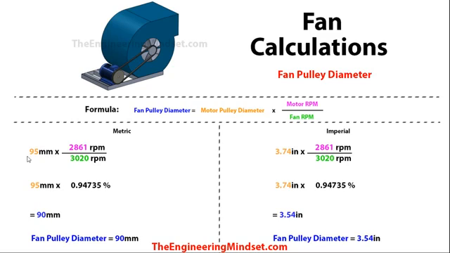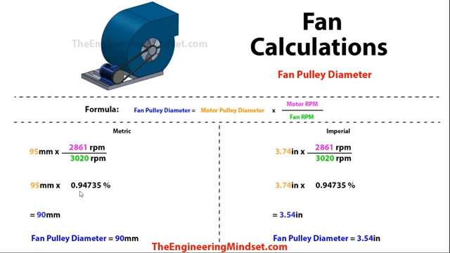So for the first one, we've got a 95mm diameter pulley on the motor pulley diameter. So on here there's 95mm across, or 3.74 inches, and we know that the motor is going to be rotating at 2,861 RPM, same for the imperial. And then the fan, in order to achieve the airflow rate that we need, is going to be rotating at 3,020 RPM, same for the imperial.